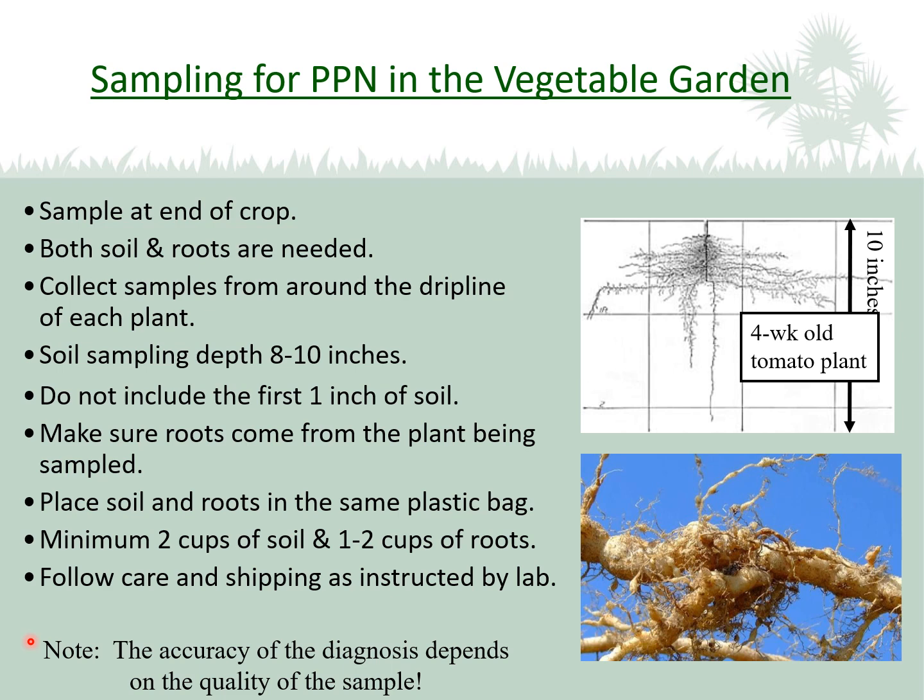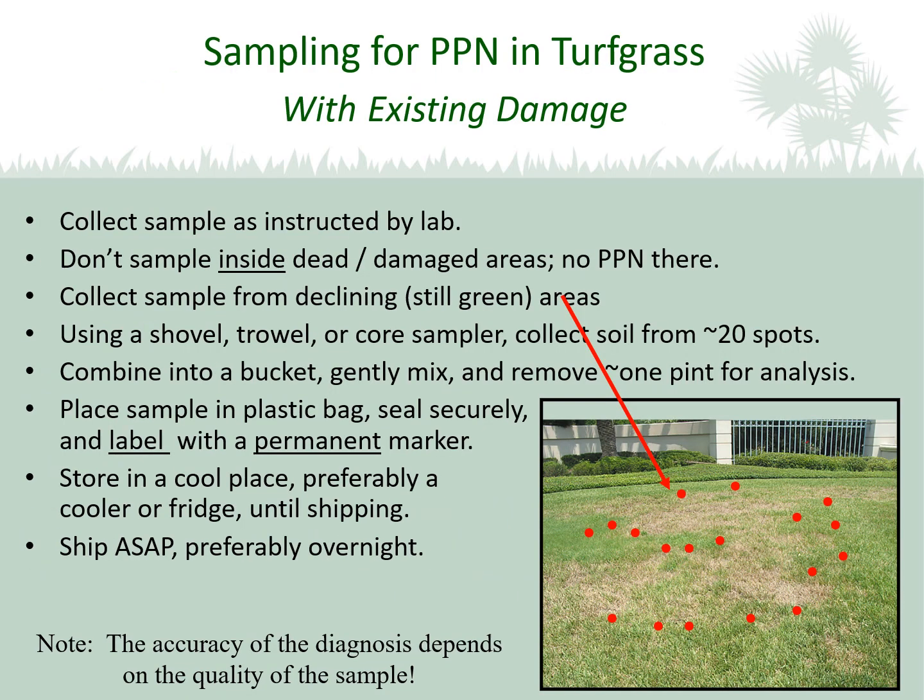Follow care and shipping as instructed by the lab. And remember, the accuracy of the diagnosis depends on the quality of the sample. And there is a University of Florida lab that you can send your samples to, along with a check. You download a form, print it, fill it out, and send it in with the sample. And they can look and see if you have nematodes, which kind you have, and the numbers. We'll get into that here shortly.